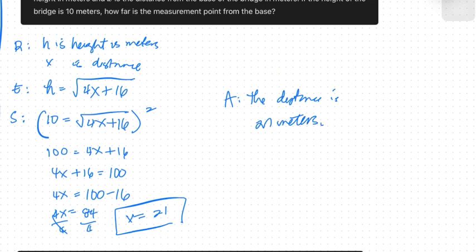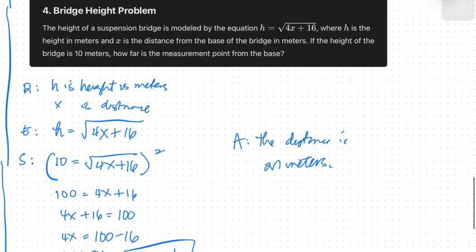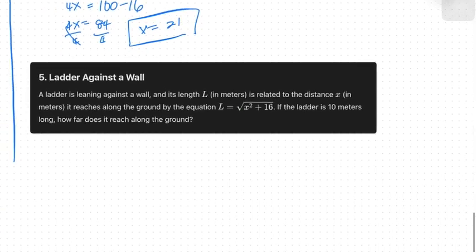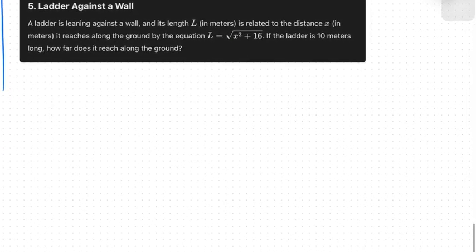So there. You can take a screenshot of it if you want, so you can study it, or you can just pause the video. And last but not the least, we have ladder against a wall. A ladder is leaning against the wall, and its length in meters is related to the distance x. In meters, it reaches along the ground by the equation L equals square root of x squared plus 16. Saan kaya galing to? This is from Pythagorean theorem.